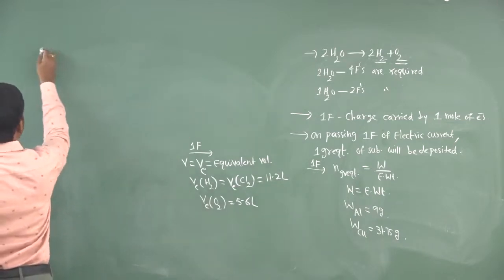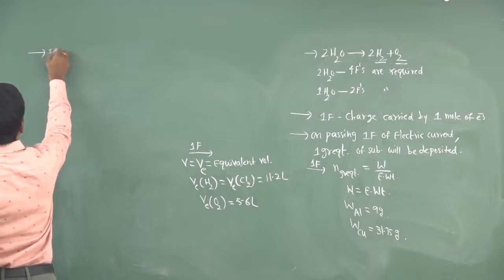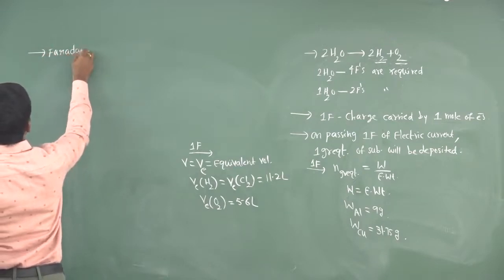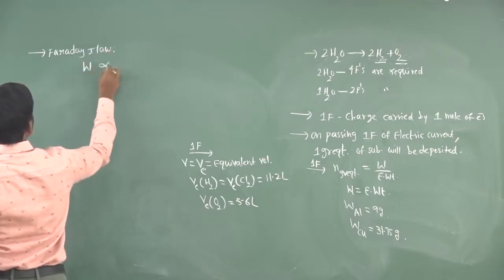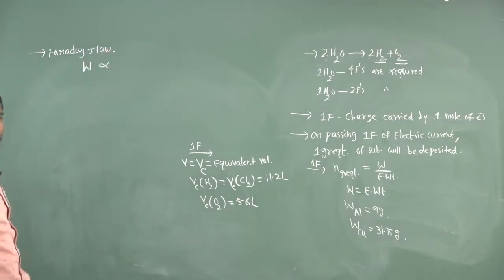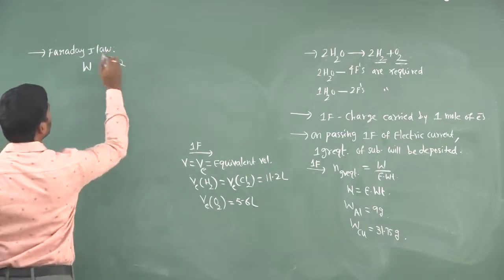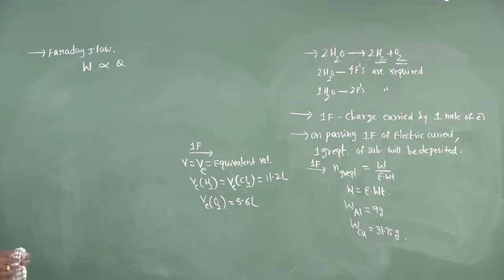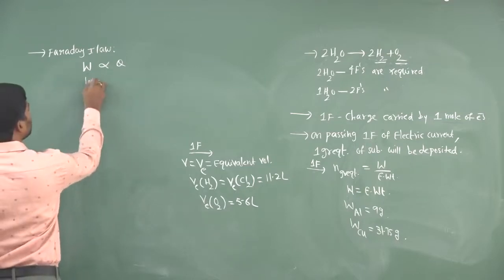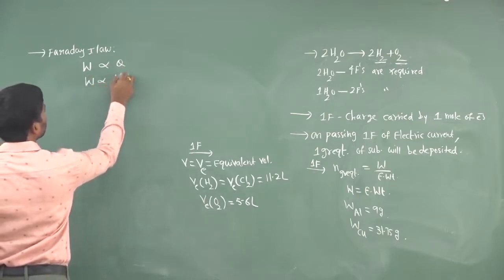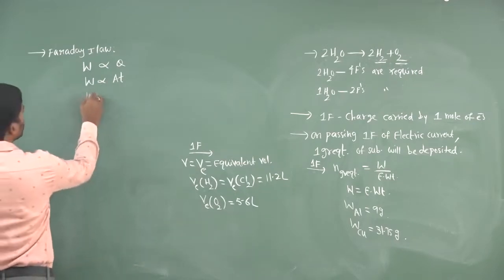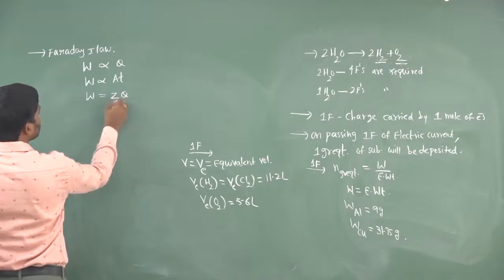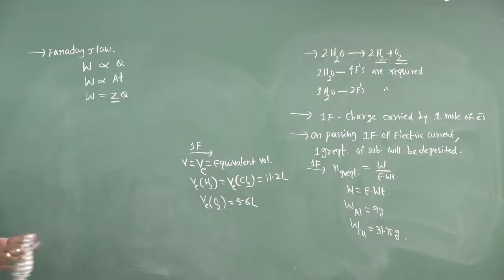Next, Faraday's laws we discussed. According to Faraday's first law, the weight of substance deposited at an electrode during electrolysis is directly proportional to what? The quantity of current we are passing in coulombs, or it may be written with respect to amperes and time, A into T. If you remove the proportionality, we will get a constant that is called electrochemical equivalent.